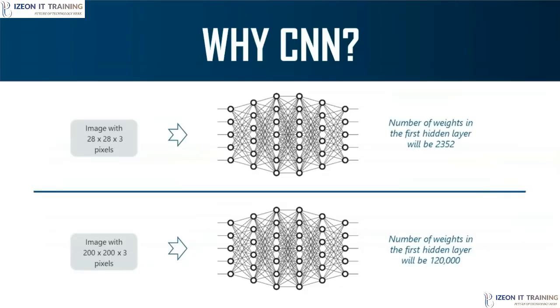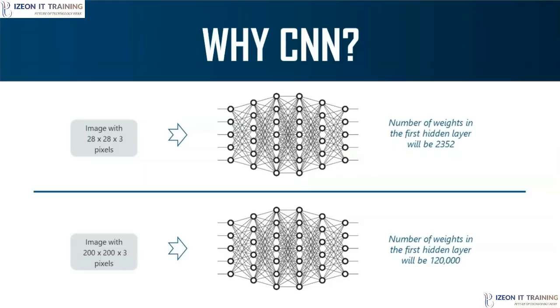The thing is, we cannot make use of fully connected networks when it comes to convolutional neural networks. I'll tell you why. Consider the first input image. It has a size of about 28 by 28 by 3 pixels, and if we input this to our neural network, we'll get about 2352 weights in the first hidden layer itself.